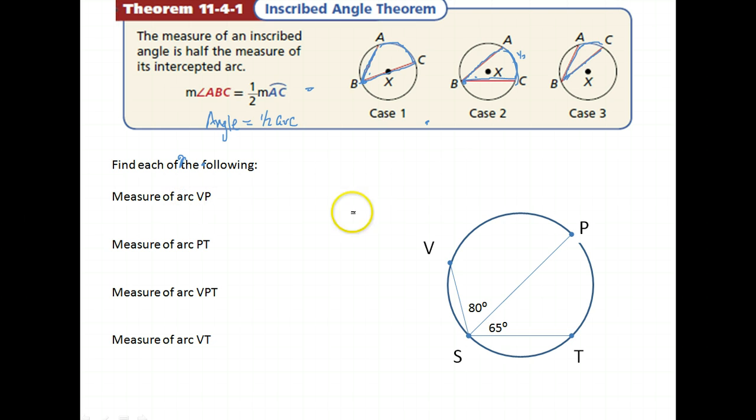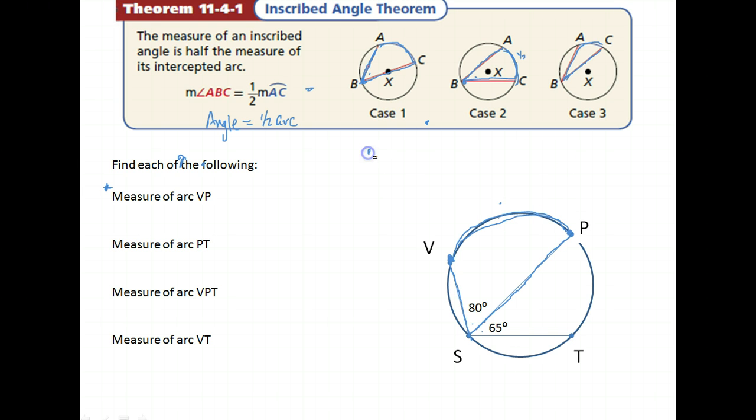Okay, so let's try some. Here we have a picture on the right-hand side of our screen. We have an angle here and an angle here. It asks us first, find the measure of arc VP. That's what we're going to find first. Let's take a look at where VP is. It's the arc from here to here. Do we have an angle associated with it? Here are its endpoints. Trace those back to find out what angle you're dealing with. This 80-degree angle is the one that goes with this arc.